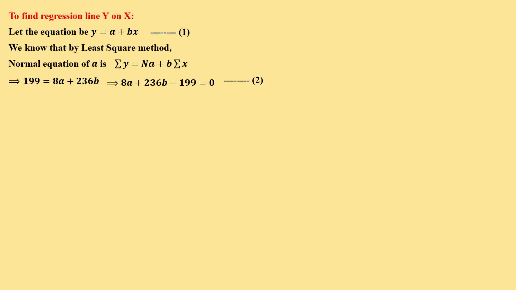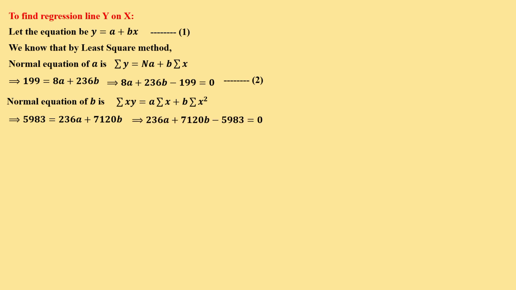Next you have to write the normal equation for b. Summation xy is equal to a into summation x plus b into summation x square. Substitute the values from the table. So you will get 5983 is equal to 236a plus 7120b. So this is 236a plus 7120b minus 5983 equal to 0. That is equation number 3.